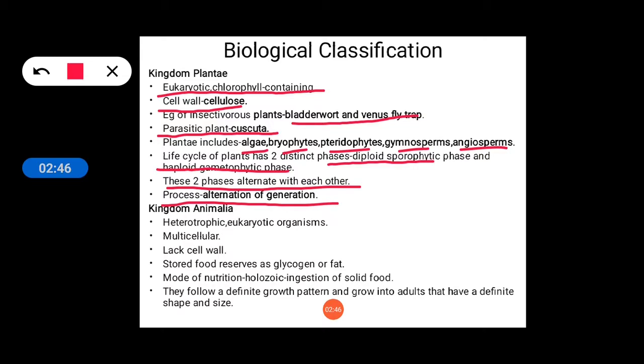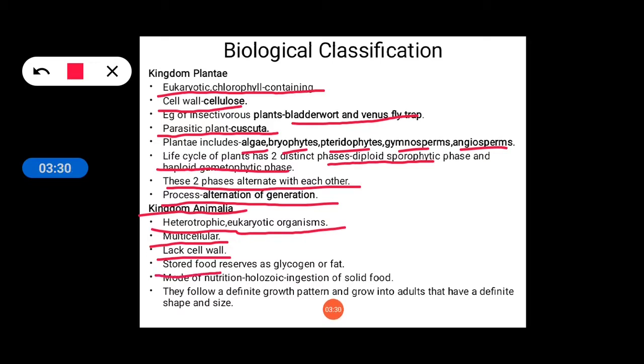Then we come to kingdom Animalia. The first point is that they are heterotrophic and eukaryotic organisms. Heterotrophic means they cannot prepare their own food by themselves. They have to depend on other animals or plants for their food. They are eukaryotic, which means they have a well-defined nuclear membrane. They are multicellular, that means they are composed of many cells. They lack a cell wall. One very important difference between the plant and the animal kingdom is the presence and absence of a cell wall. In the plant kingdom a cell wall is present, but it is not present in the animal kingdom.